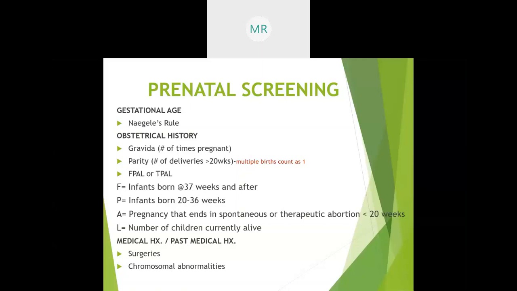Well, that particular mom, let's say we're working up the G and P, and she had twins. She's going to say, yes, I delivered them at 34 weeks. So the F is going to be 0. The P will be 1, because it was one delivery at 34 weeks. The A will be 0 because she didn't have any spontaneous abortions. And let's say the living is 1.